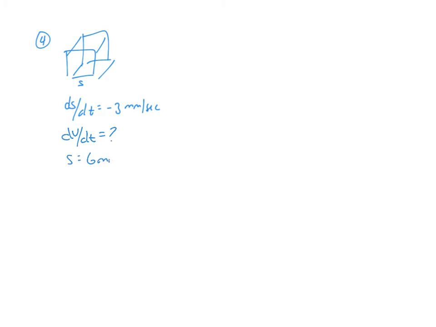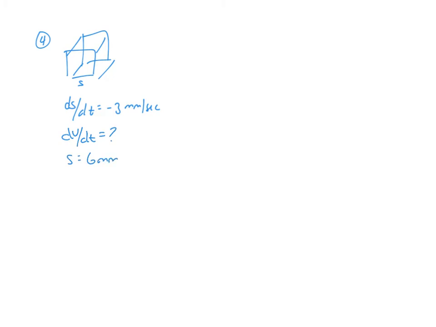Okay, number 4, we've got a perfect cube, an ice cube, that melts so that the lengths of its sides are decreasing at a rate of 3 millimeters per second. So I'm going to call a side s. So that ds dt is negative 3 millimeters per second. Okay, the very cool thing about this cube is that as it melts, it retains the shape of a perfect cube. And we need to know at what rate the volume of the ice cube is changing when the sides are 6 millimeters each.